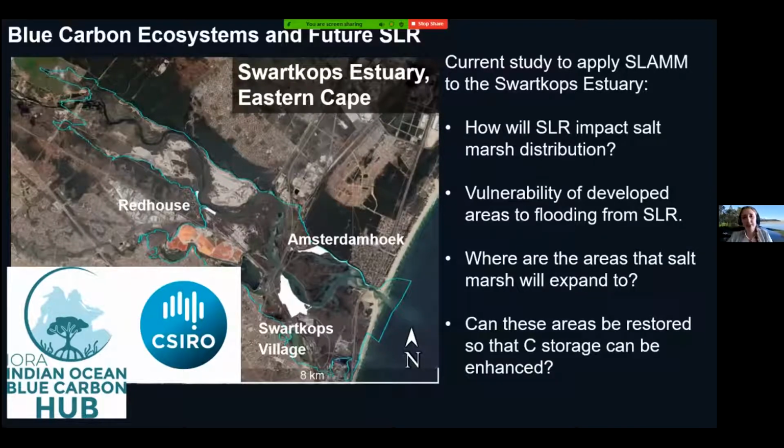Currently the project that I'm working on is focused on applying SLAM to the Swartkops estuary in the Eastern Cape. And some of the questions that I have are: how will sea level rise impact salt marsh distribution? What is the vulnerability of the developed areas to flooding from sea level rise? Where are the areas that salt marsh will expand to? And can these areas be restored so that carbon storage can be enhanced? This is work being carried out in collaboration with the Indian Ocean Blue Carbon Hub, and this is CSIRO in Perth, Australia.